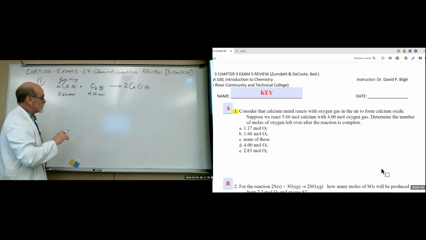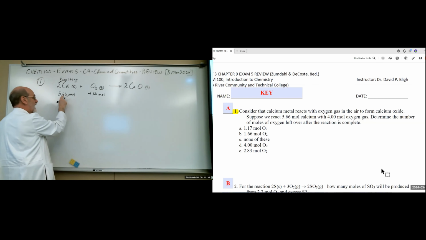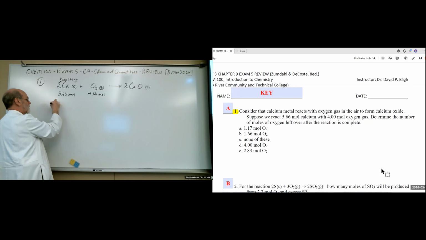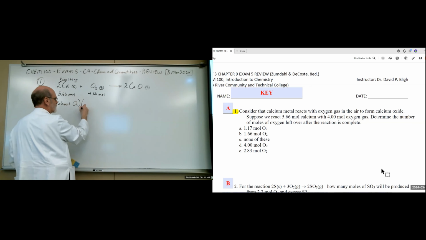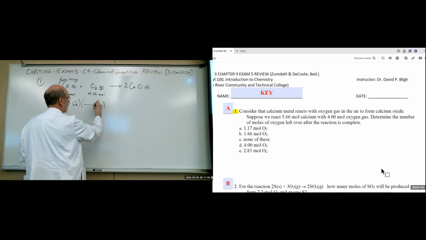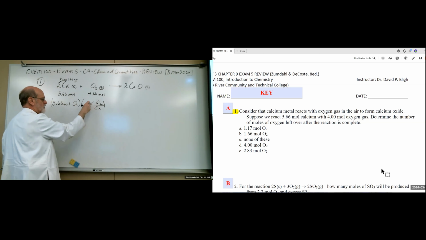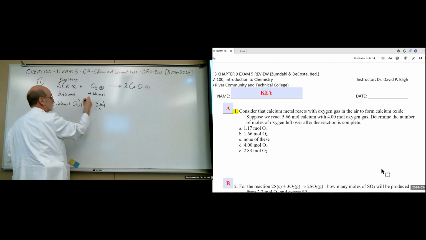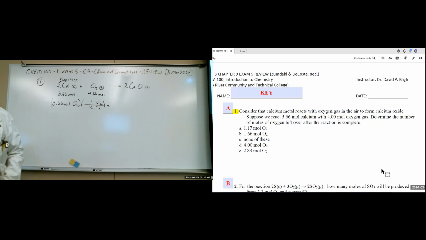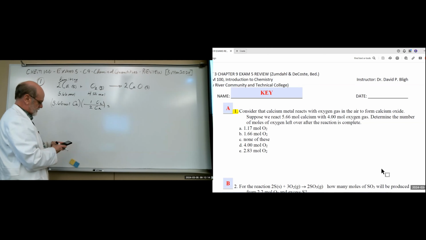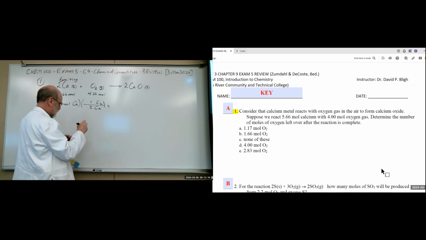Okay? So what we need to do is find out how much of that oxygen we need to react with this many moles of calcium. And for that, you need a conversion factor. Right? Moles of calcium, moles of oxygen. What's the ratio? 1 to 2. Right? Okay. So 2 divided into 5.66. I should be able to do it in my head. But I'm not going to take a chance today. 5.66 divided by 2. 2.83.